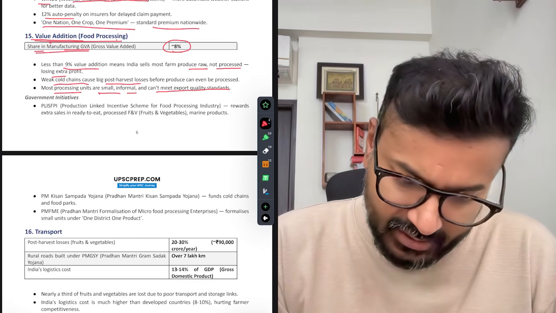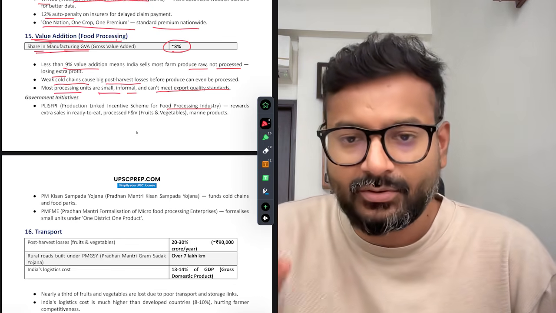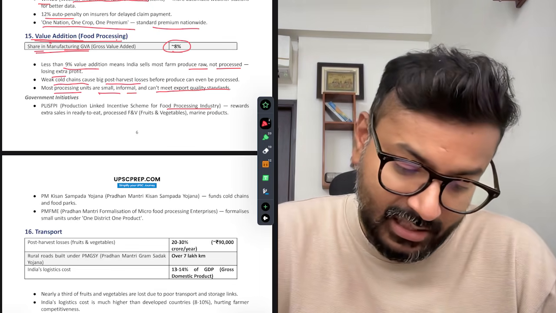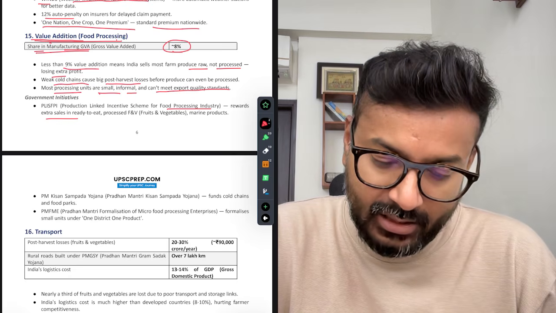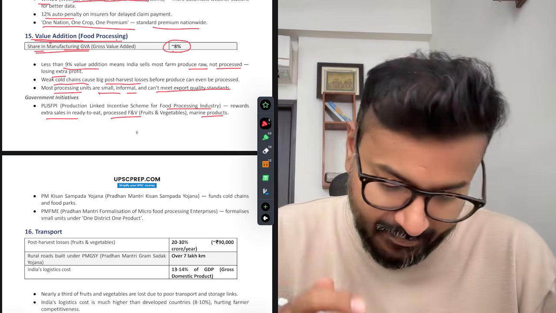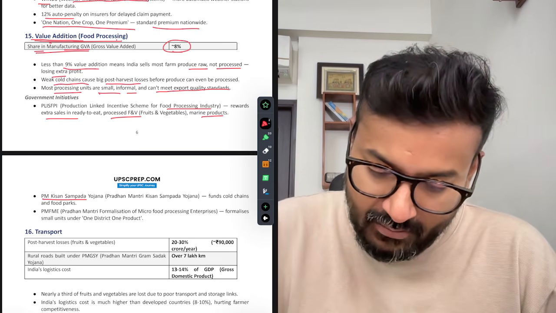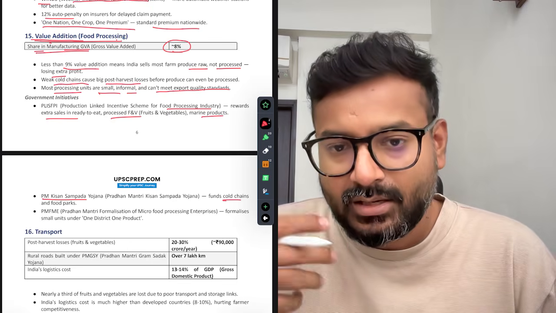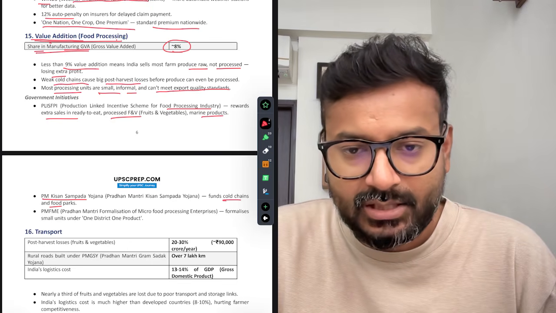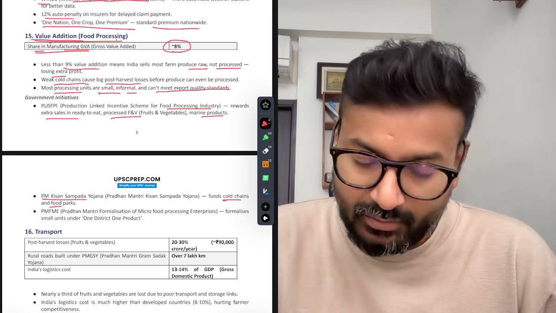What are some government initiatives here? There is the PLI scheme for the food processing industry. So if any food processing industry does well, if they do extra sales in ready to eat processed foods and vegetables, marine products, then they are provided some incentives. Then there is PM Kisan Sampada Yojana, which funds cold chains and food parks so that more cold chains are set up, which will again lead to more food processing.